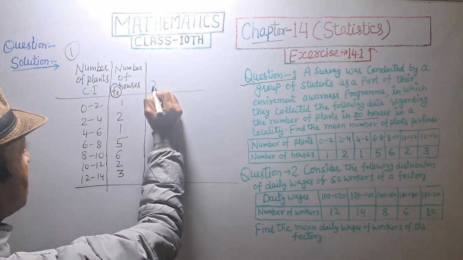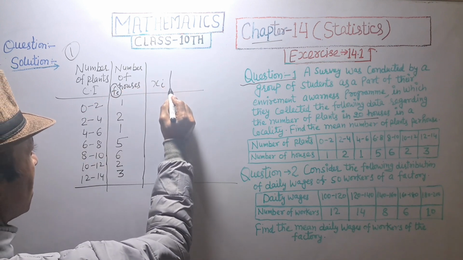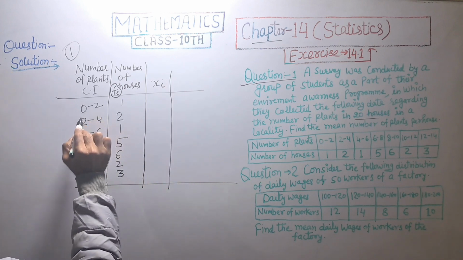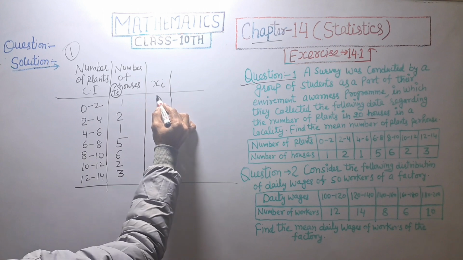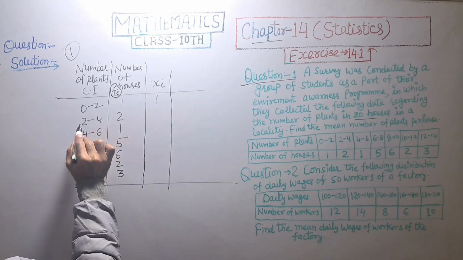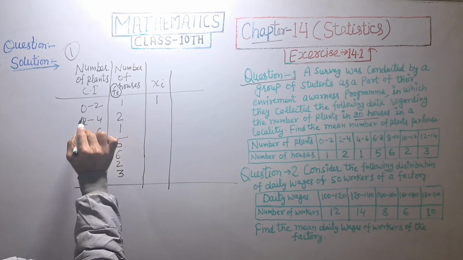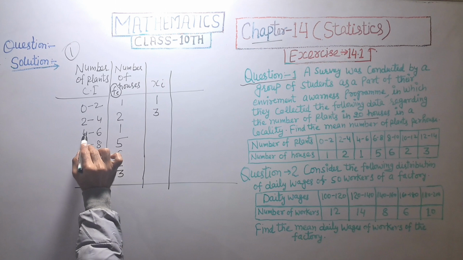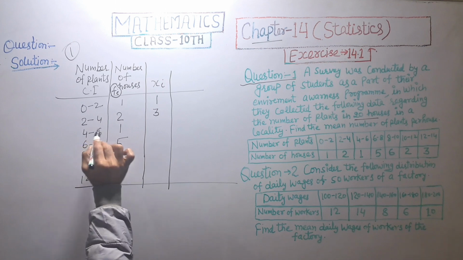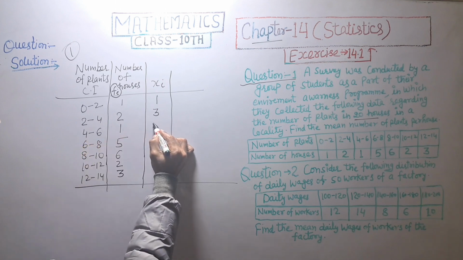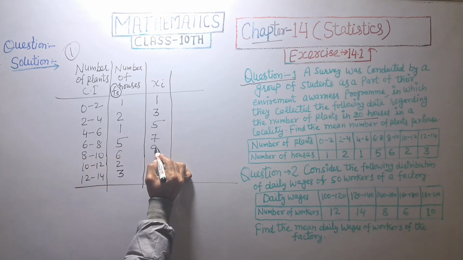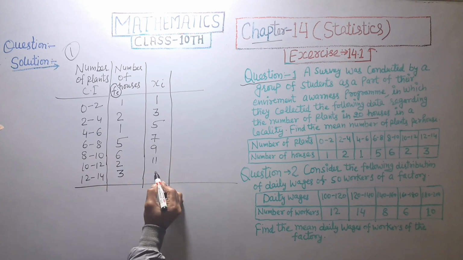And the midpoint, that is xi. 0 plus 2 divided by 2 is equal to 1. 2 plus 4, that is 6, divided by 2 is equal to 3. 4 plus 6, 10 divided by 2, is equal to 5. So 7, 9, 11 and 13.